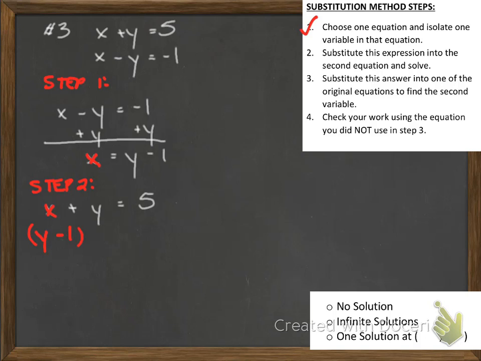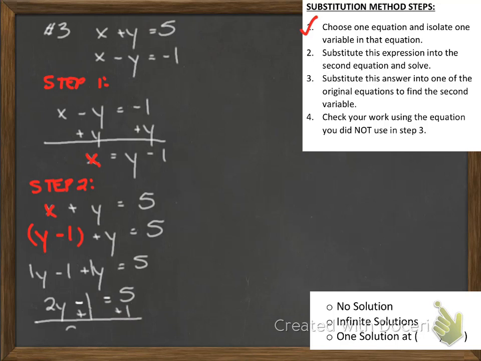Okay, in this case, you can use the parentheses. You don't actually need them in this particular problem. So I have y minus 1 plus y equals 5. So I essentially have 1y plus 1y. That gives me 2y minus 1 equals 5. I can then add 1 to both sides of the equation. We get 2y is equal to 6. If we divide both sides by 2, we find that y equals 3.